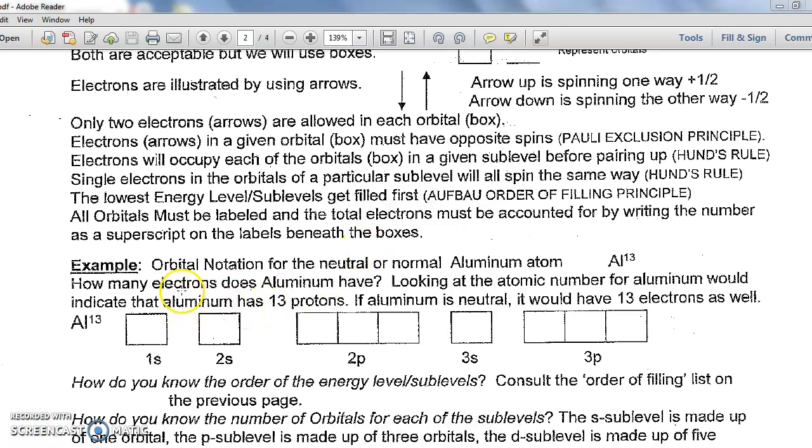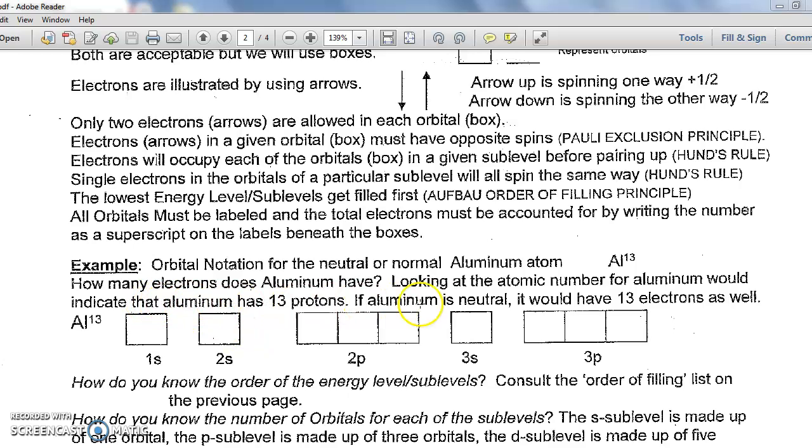So instead of having the 2S up here, and then the 2P, and then the 3S, etc., they'll often go left to right. What you do need to do is label underneath each of these sublevels what energy level it is and what sublevel it is. So we would write 1S under this box, 2S under this box, 2P, 3S, 3P. Remember, these 3 boxes represent the 3 orbitals that make up the P sublevel. That's how we would see it left to right.